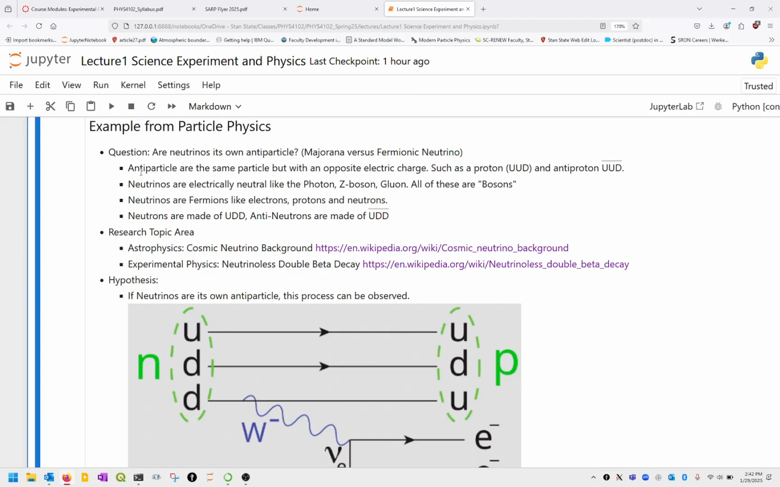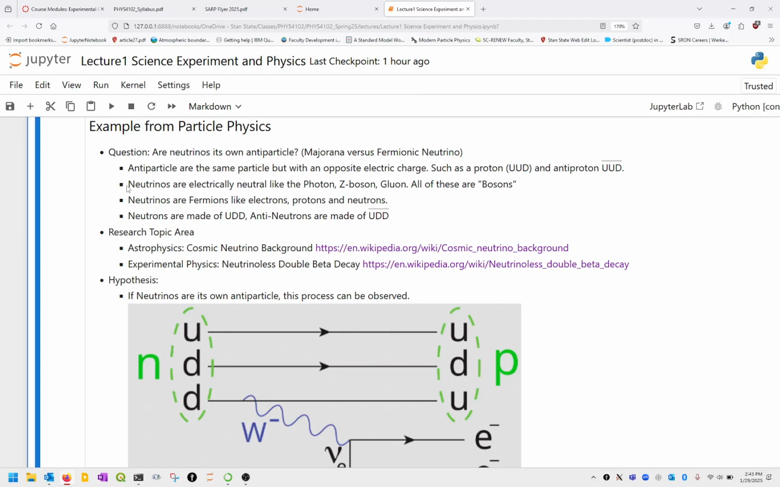so there is a subset within these questions, with antiparticles, just a little bit more information. Antiparticles are the same particle but have the exact opposite electric charge, okay? Such as a proton and an antiproton. A proton is actually made of two up quarks and a down quark. If you don't know what these things are, don't worry about it. There are these weird things that are particles and antiparticles of each other, right? And we see this in nature all the time.